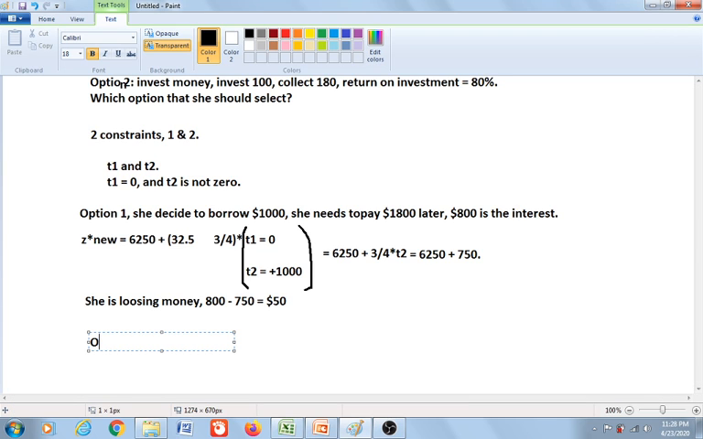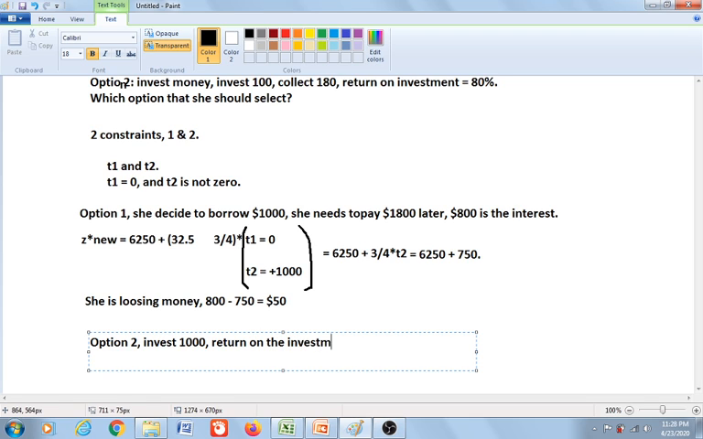For option number 2, assume that she invests $1,000, so the return on the investment will be $1,800, or the return is $800. So here she can collect $1,800, meaning that the return is $800.